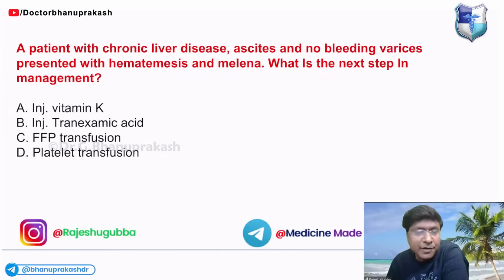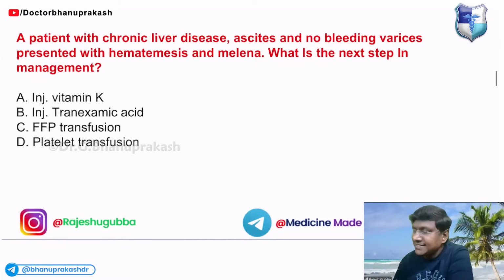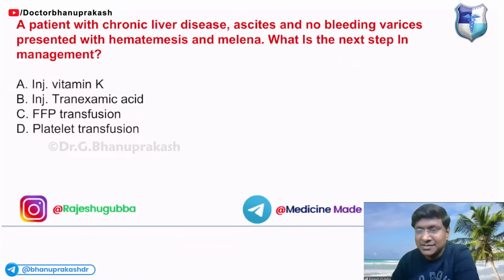Yes, for spontaneous bacterial peritonitis, we give a prophylactic antibiotic, and that prophylactic antibiotic is a quinolone. We give either norfloxacin or ciprofloxacin as the prophylaxis. Okay, right. Now, next question.